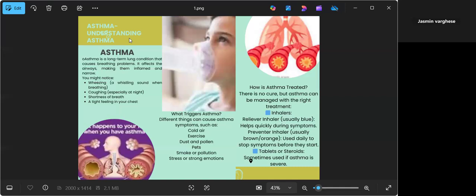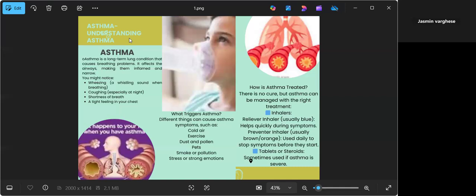In the section on asthma management and treatment, which is really important, people with asthma are usually prescribed inhalers. There is a blue reliever inhaler, which helps quickly during an asthma attack, and there is a preventer inhaler, usually brown, which reduces inflammation and should be taken daily even when you feel fine.